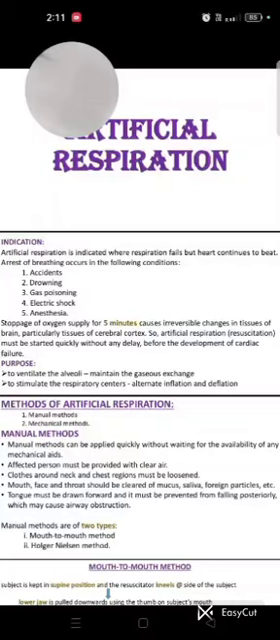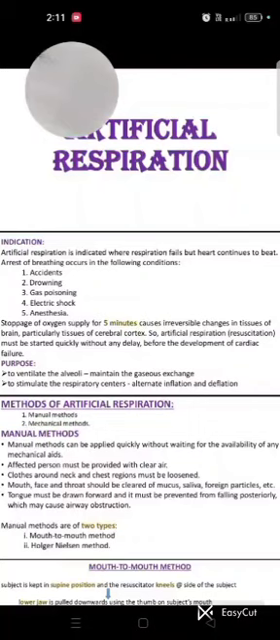And the arrest of breathing occurs in the following conditions. First one is accidents, and next drowning, gas poisoning, electric shock, as well as during anesthesia. So these are all the conditions where artificial respiration is necessary.